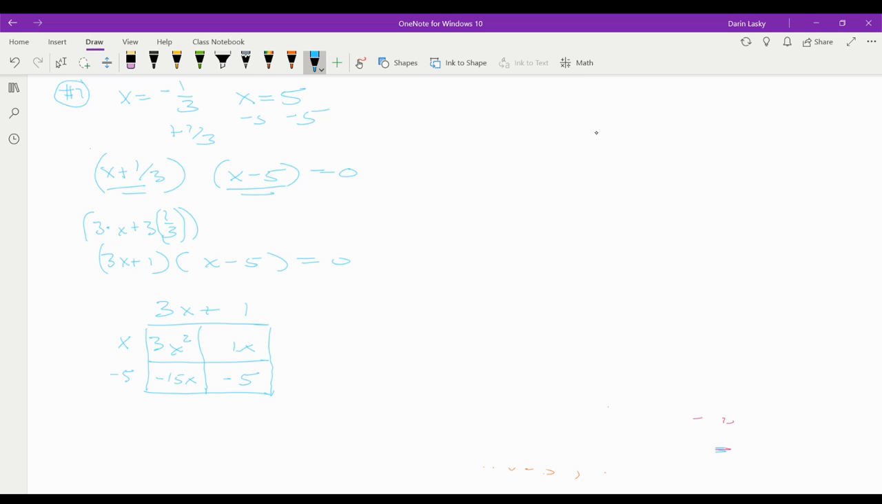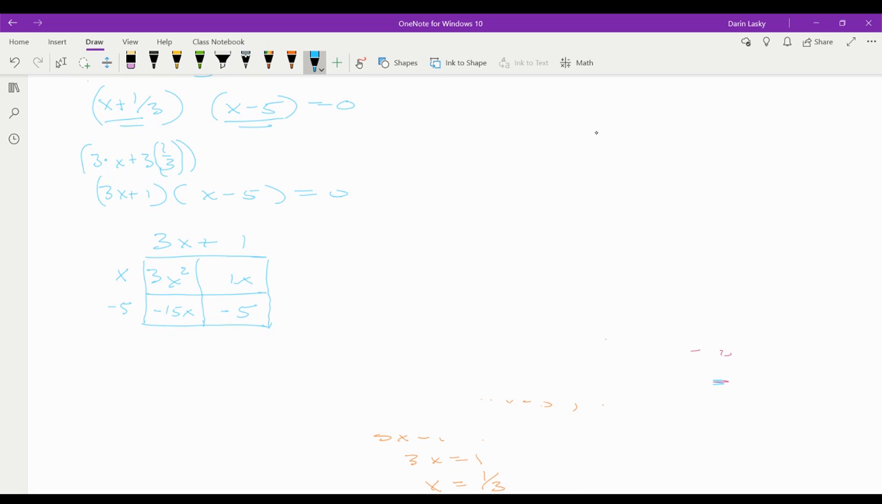Okay. So a couple little things I want you to look at here. I end up with this piece here, 3x squared minus 15x plus 1x minus 5 equals 0. So all I did was multiply this using what's called the area model. When I clean this whole thing up, I get this: 3x squared minus 14x minus 5 equals 0.